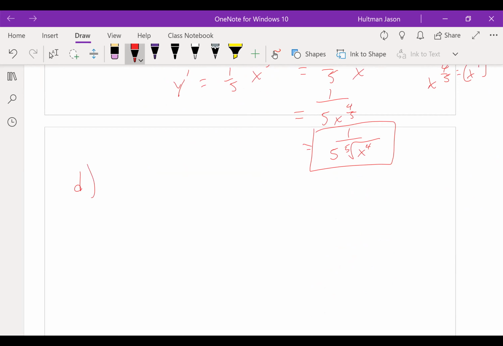And then D here is y equals x to the 0.7 power. Well, let's just use the power rule here. y prime is equal to 0.7x to the 0.7 minus 1. So 0.7 minus 1 is negative 0.3. So this is 0.7x to the negative 0.3. So that's going to be 0.7 over x to the 0.3.